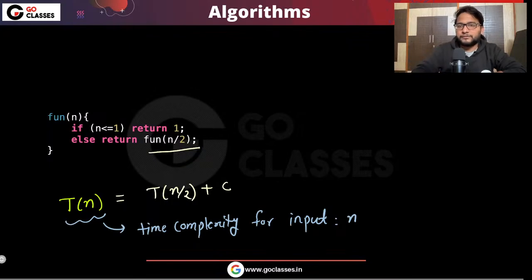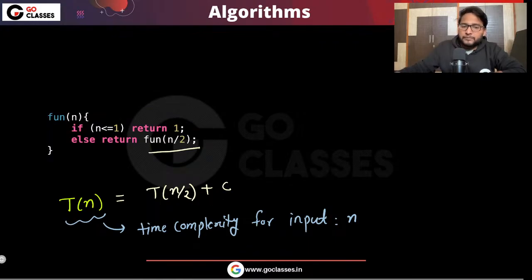So the recurrence relation for this particular program will be T(n/2) plus some constant. Why constant? Because all the other statements like else, return, or any other statement will take at least constant time, so that's why you need to write the constant. So T(n) = T(n/2) + constant.